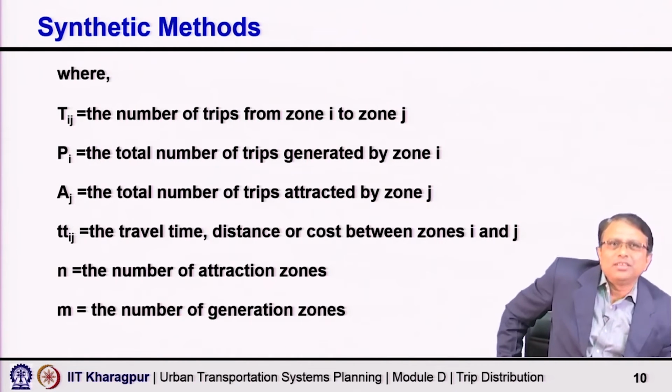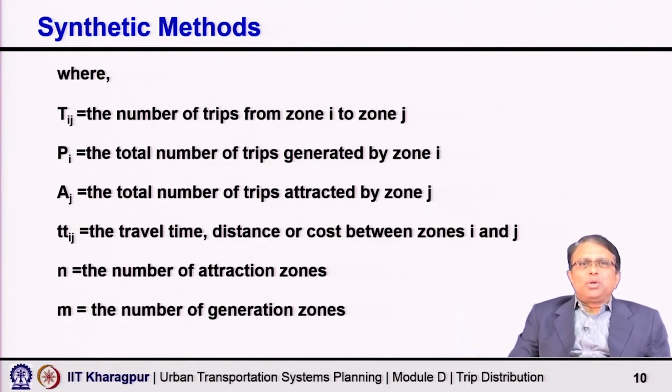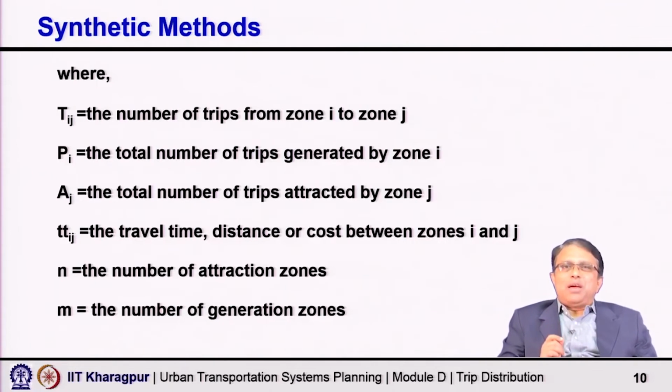Here of course, I said that T_ij is the number of trips from zone i to zone j, P_i is the total number of trips generated by zone i, A_j is the total number of trips attracted by zone j, and TT_ij is the travel time, distance or cost between zone i and zone j. So far I said that we want to minimize the travel time, but you can also minimize the distance travelled, you can also minimize the cost of travel. There is a deeper meaning, if we can achieve that, that is really the ideal thing, what we would like to have.